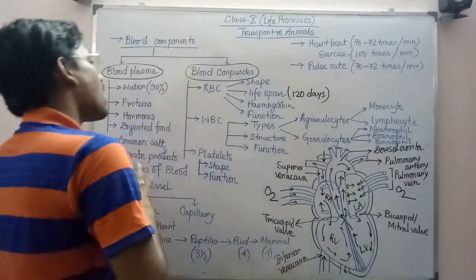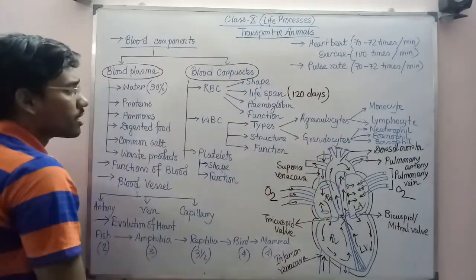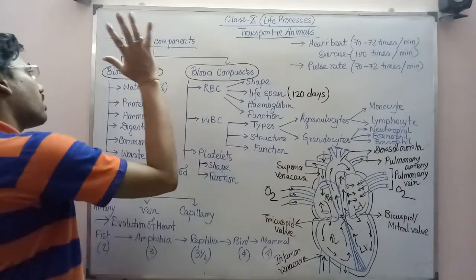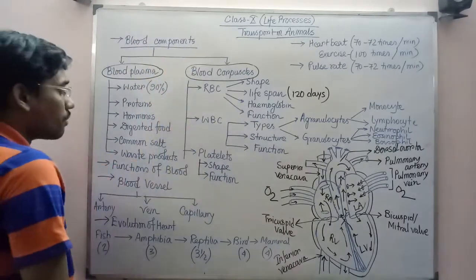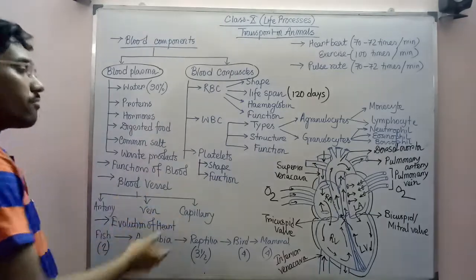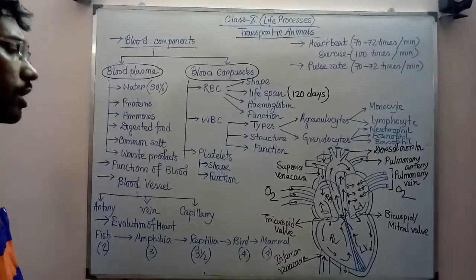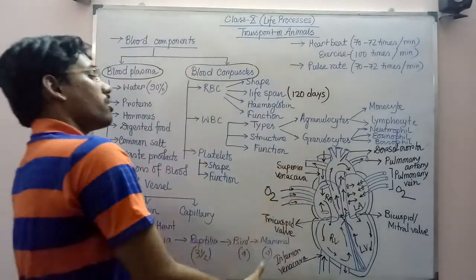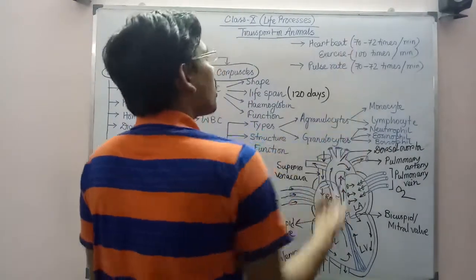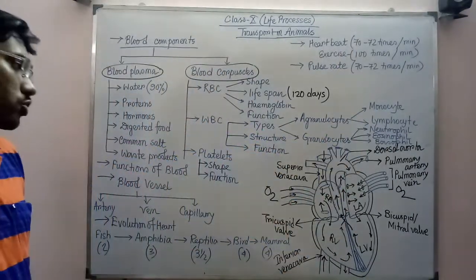So I think this entire portion, whatever I have discussed here, that is the structure of the blood, blood components, function of the blood, blood vessel types with their differences, evolution of the heart structure, flow of blood through the heart as well as heartbeat and pulse rate, we all have understood properly.